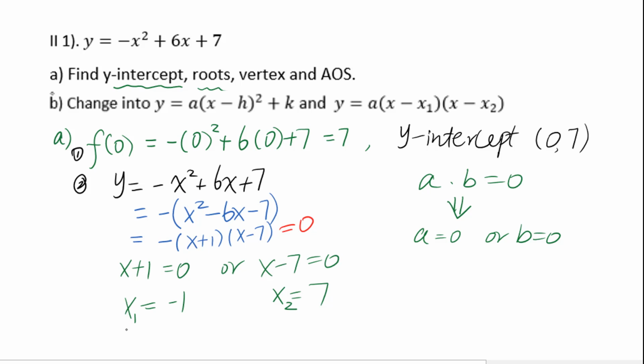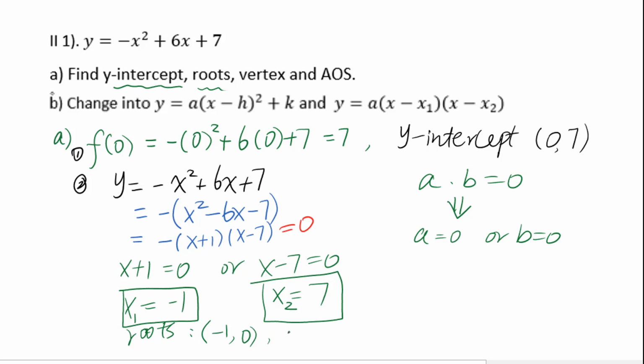So for roots, you can write down x1 equals negative 1 and x2 equals 7. Or you can write down the coordinates like (negative 1, 0) and (7, 0).